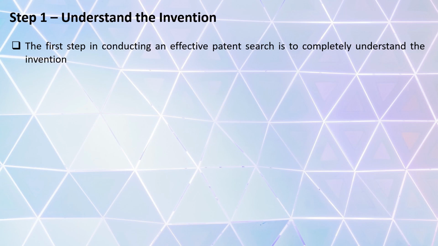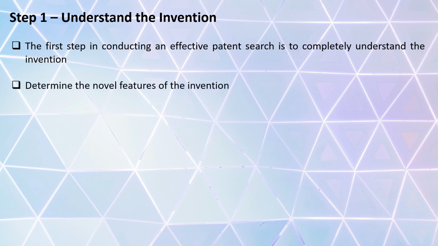Now, what do I mean by thorough understanding of the invention? Understand everything. Let's say it's a mechanical invention: what is the invention? What is the problem it is solving? How is it solving it? What are the elements in it? How are they interacting with each other? How are they functioning? And what is the end result? So gain as much knowledge as possible about the invention for conducting an effective patent search.